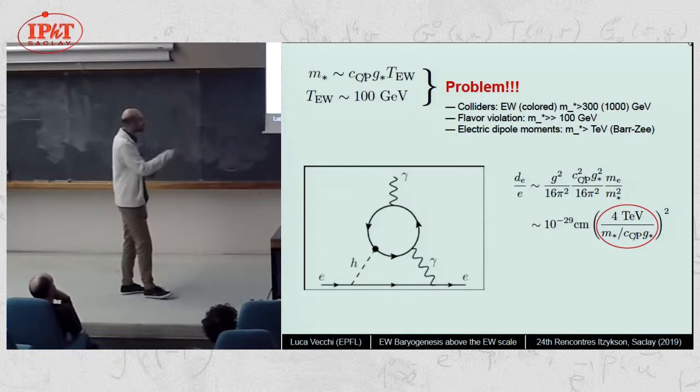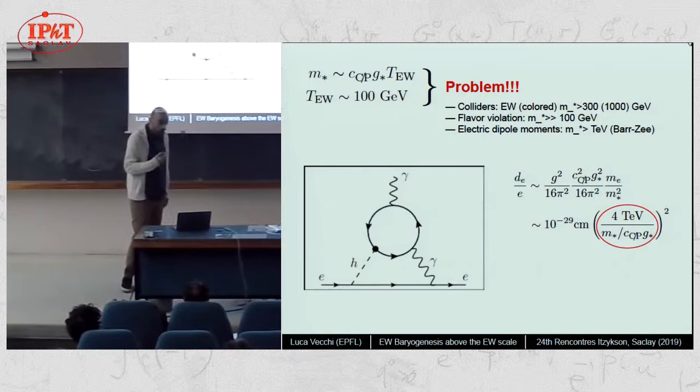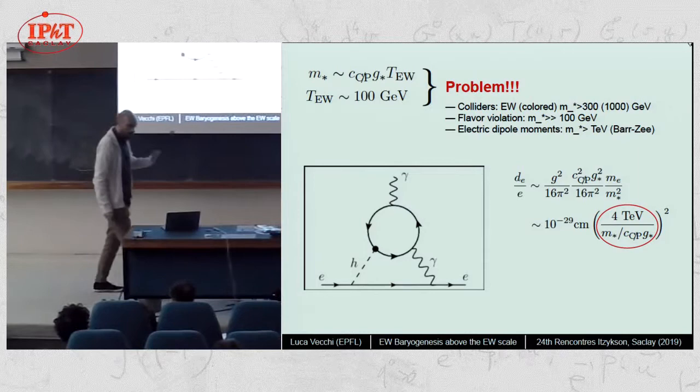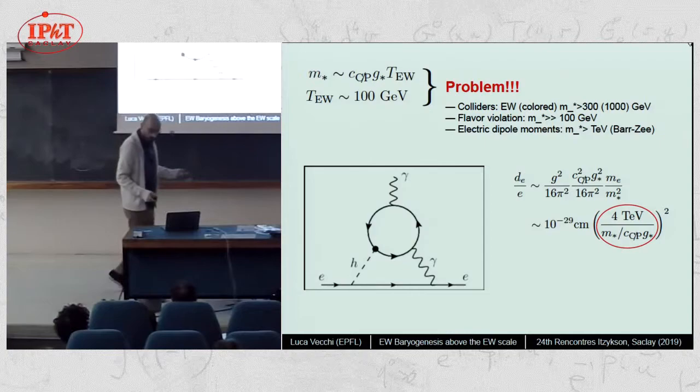And these constraints are so strong that the current constraint already tells you that this combination has to be above a few TeV, okay? So you see, if the electroweak phase transition occurs at the scale where it's supposed to happen in the standard model, this cannot work. The constraints are already too strong.